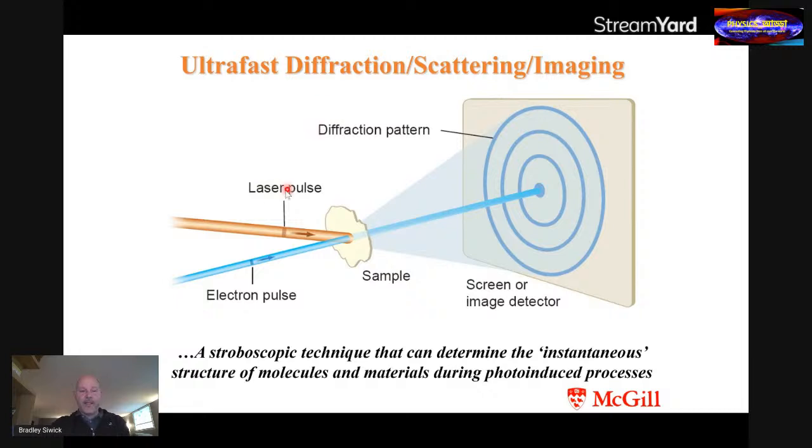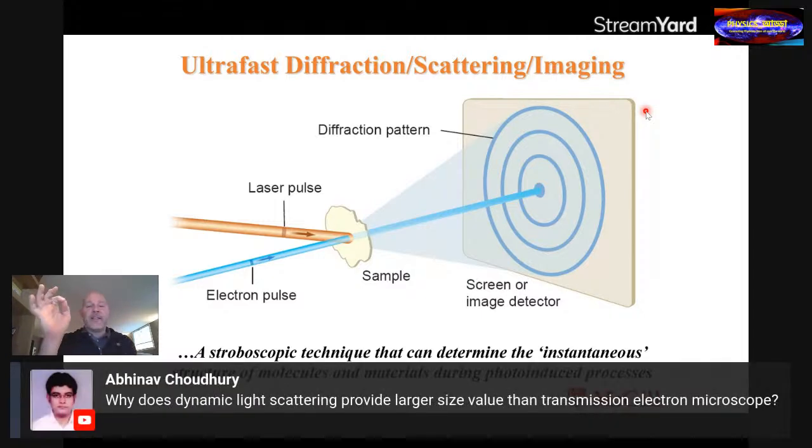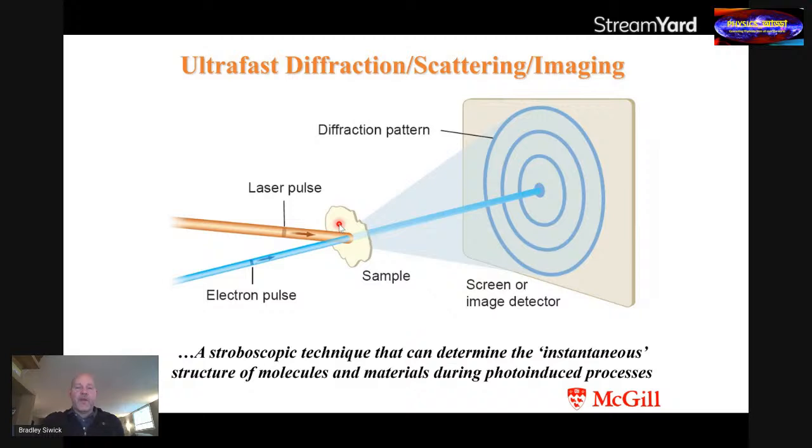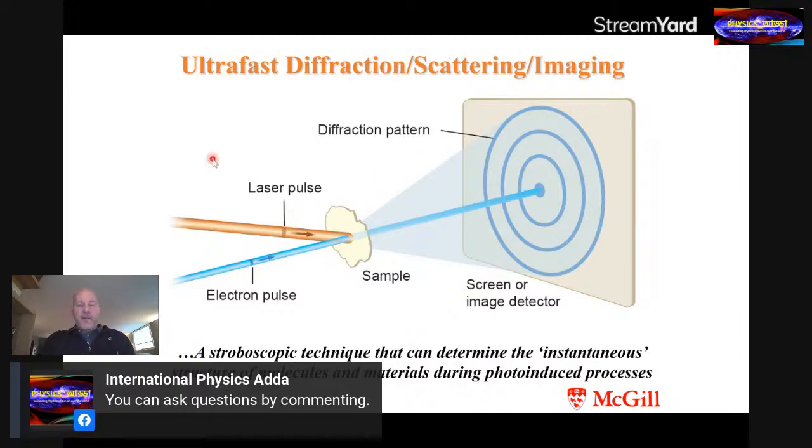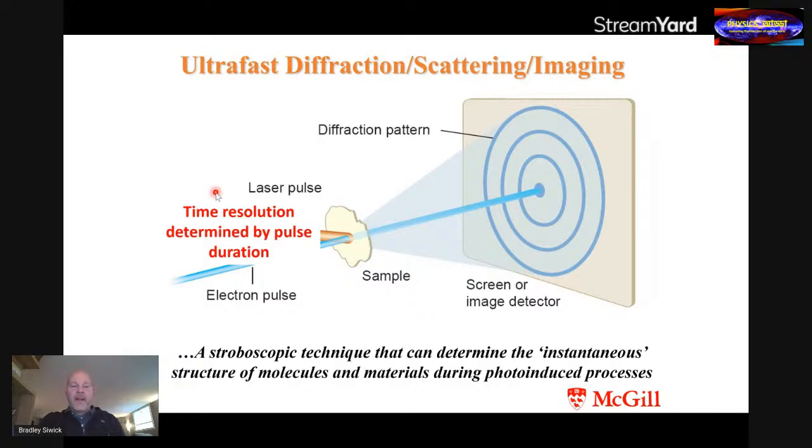So the essential parts of these experiments is you have your laser excitation, which drives the material out of equilibrium, okay? And you have a short bunch of electrons that probes the material and obtains an electron diffraction or electron scattering pattern that is representative of the instantaneous atomic arrangement of the atoms in the sample, okay? And so in general, in such an experiment, the time resolution, your ability to follow the atomic rearrangements that are occurring in the sample, are determined fundamentally by the electron pulse duration, okay?